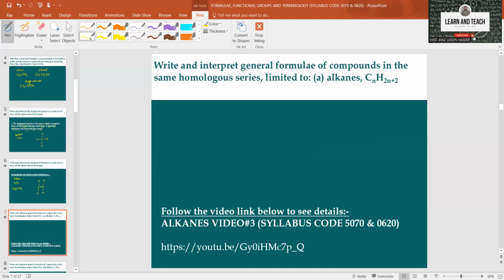Recall the general formula of alkanes, which is CnH2n+2. You can easily predict the molecular formula of alkanes using this general formula. What you have to do, just place the value of n here. For example, if n is 1, the formula will be C1, don't need to write 1. 2 multiplied by 1 is 2, 2 plus 2 gives H4. CH4 will be the formula for the first member of alkanes, which is methane.